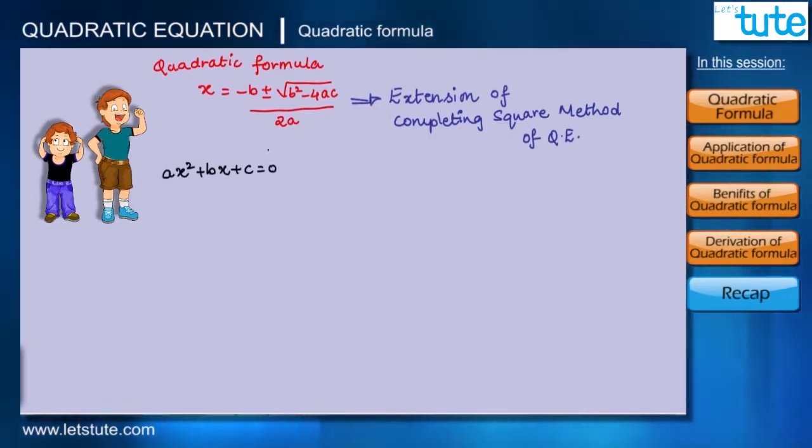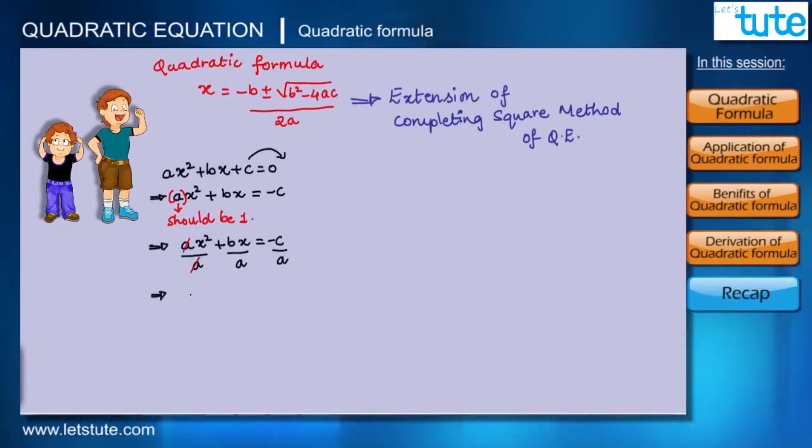And in completing square method, we take c to the right hand side and we see to it that coefficient of x square should be 1. So for that, we divide whole equation by a. So our equation becomes x square plus b by a into x equals to minus c by a. Now for completing the square on the left hand side, we require 3 terms. And as we can see, we are having only 2 terms on the left hand side.